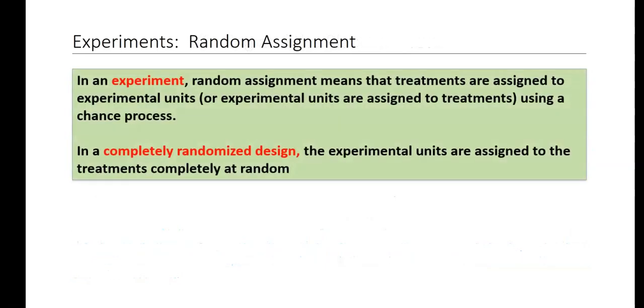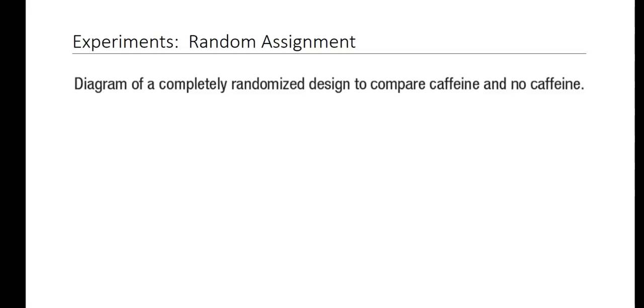In an experiment, random assignment means that treatments are assigned to experimental units, or experimental units are assigned to treatments, using a chance process. In a completely randomized design, the experimental units are assigned to the treatments completely at random. I like a completely random design. It's nice. Diagram, what does that look like?